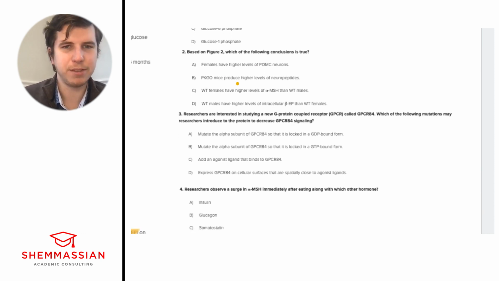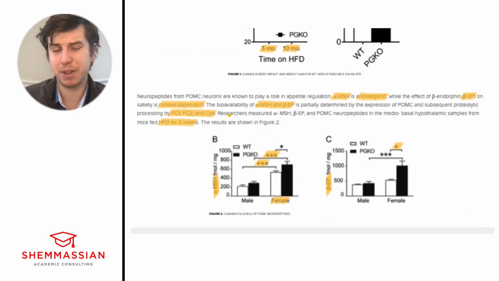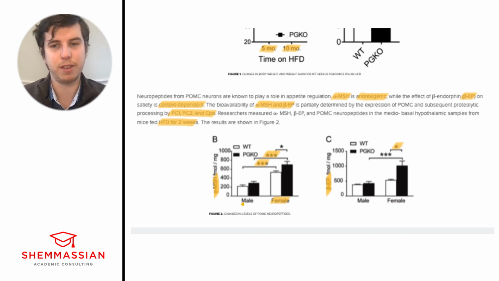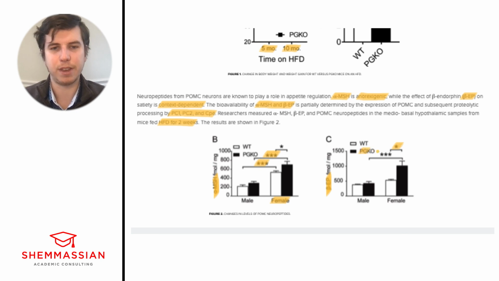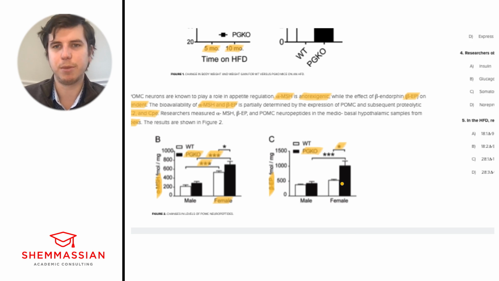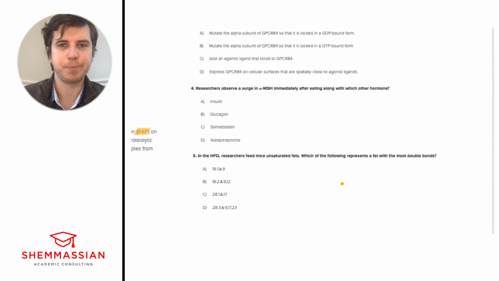All right, number 2. Based on figure 2, which of the following conclusions is true? Remember when we were looking at this, the only thing that we could really notice is that there's a difference between females and males. That's the only thing that happened on both of them, especially with the knockout. The knockout had a difference between females and males in both alpha MSH and beta EP. But let's see what the question's going to be here.